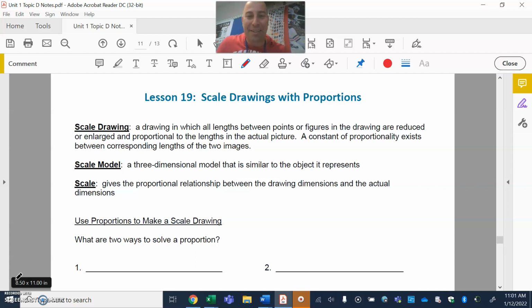Alright, it's not that magical, but it's going to be a quick one, so it's going to feel magical. Alright, so scale drawings with proportions.